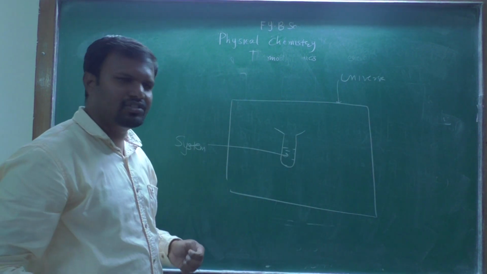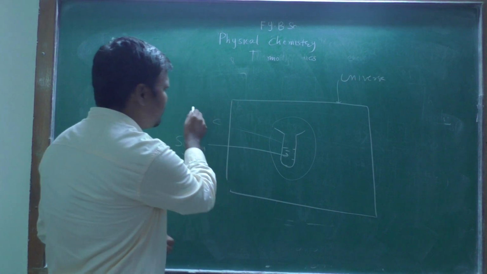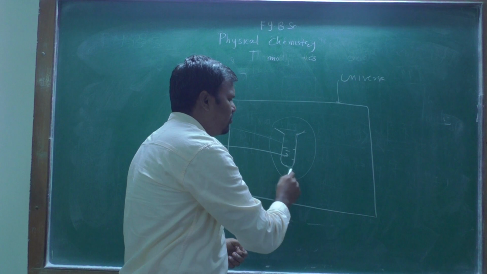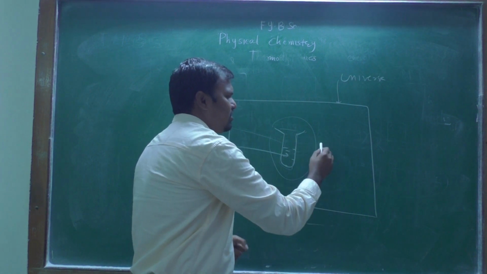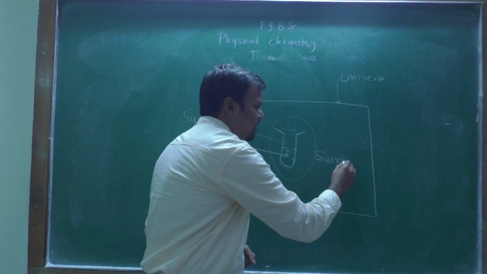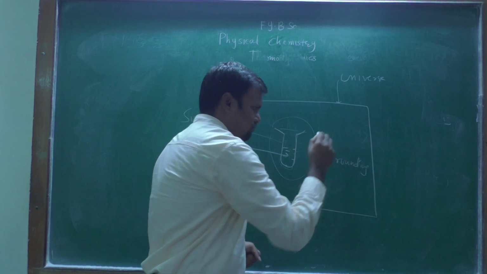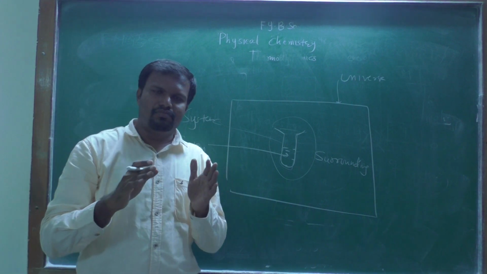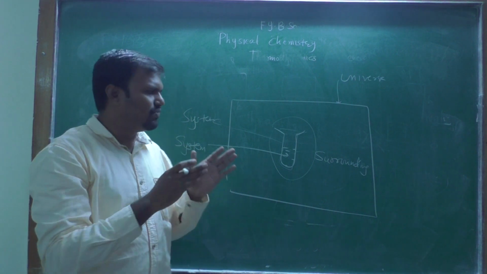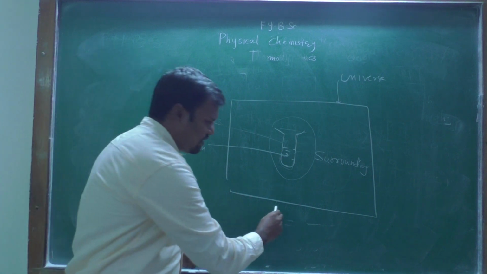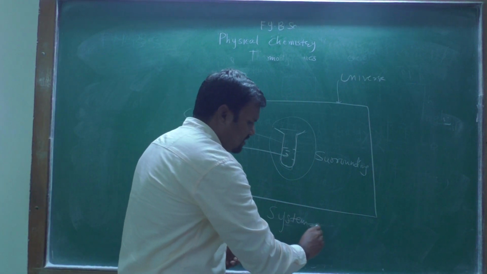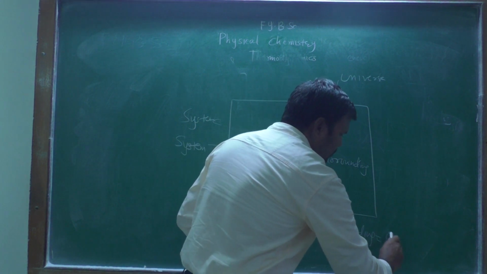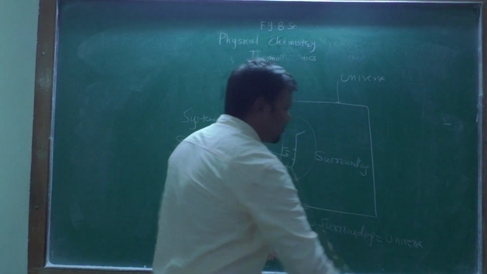The part of the universe excluding this system, if we remove this system from the universe, the remaining part is the surroundings. Is it? The universe is divided into system and surroundings. Therefore, system plus surroundings is equal to universe.